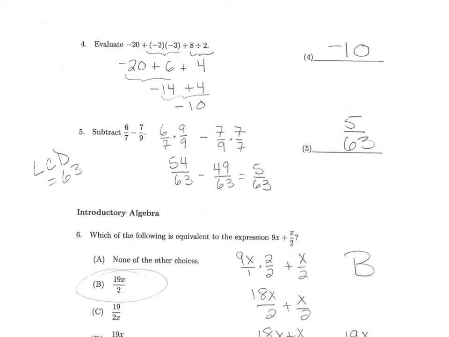Now we're going to do addition and subtraction from left to right. Negative 20 plus 6 is negative 14. Bring the 4 down. Negative 14 plus 4 is negative 10. The answer is negative 10.